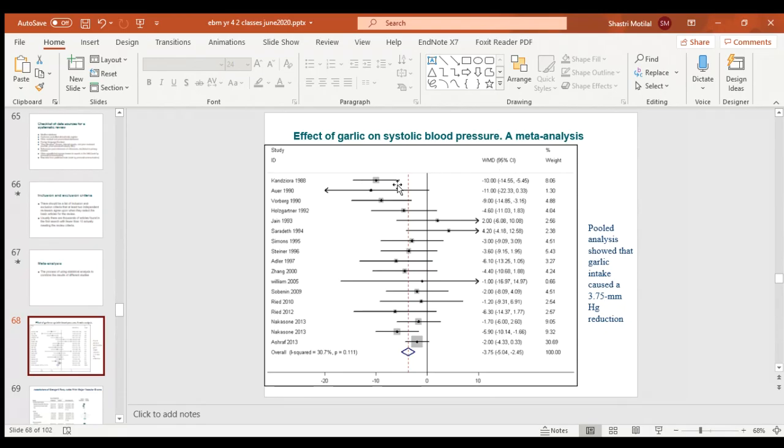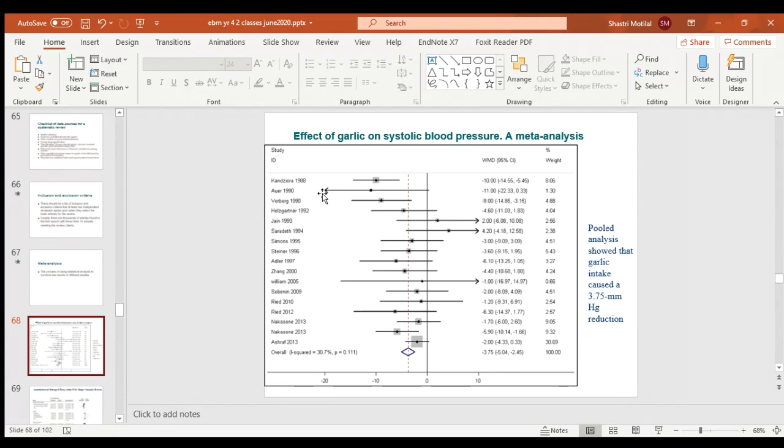Each one of these lines represents the confidence interval for the difference. As you'll see in this first study, the confidence interval doesn't include 0, because we see here this vertical line of 0. This vertical line is what you'll see on all meta-analyses for treatment, and it's usually the line of no effect. So this first study, the confidence interval minus 14 to minus 5, does not include 0. This study showed that, yes, garlic reduced blood pressure, and it did so significantly.